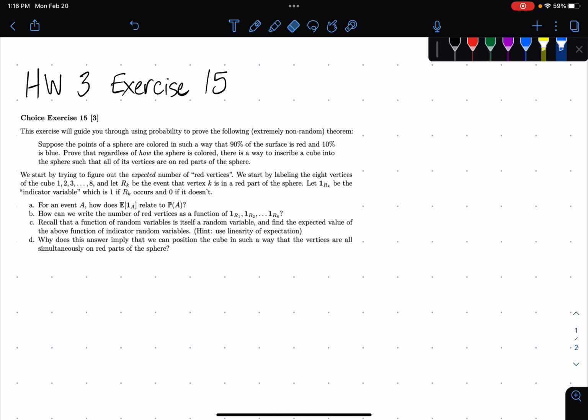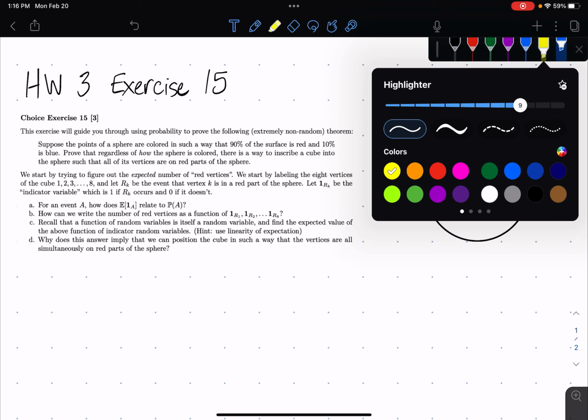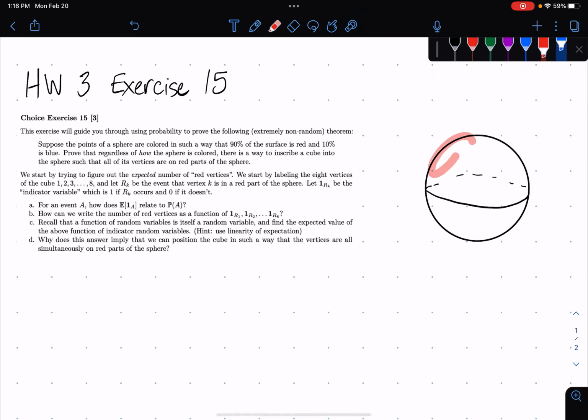So here's the premise. We have this sphere, which I'm going to draw like this. And the key idea is that 90% of its surface is red. So it's mostly red. And 10% of its surface is blue. So there's a little bit of blue, but it's mostly red. And what are we trying to do?